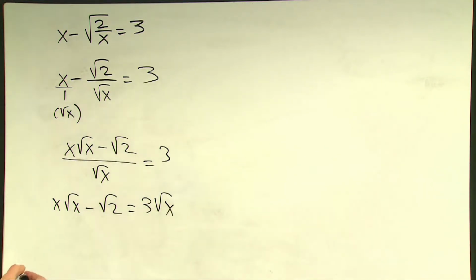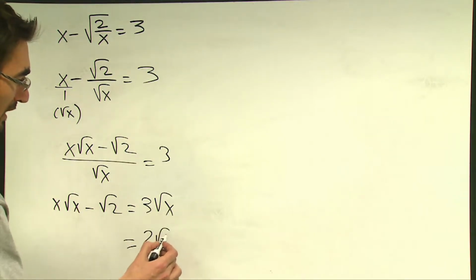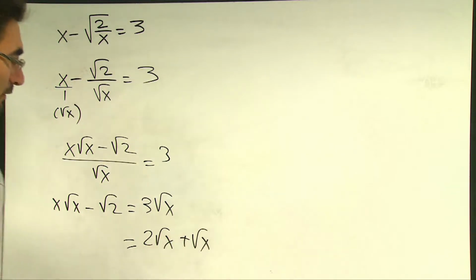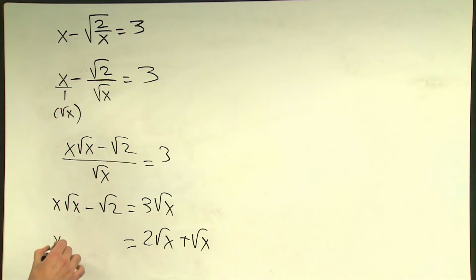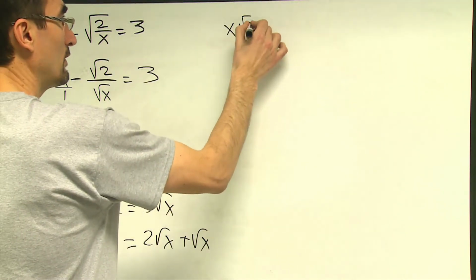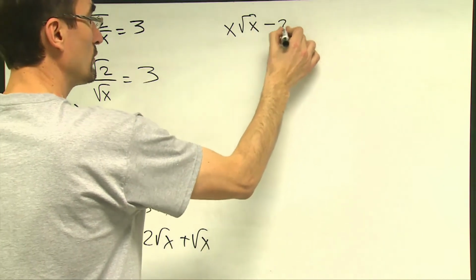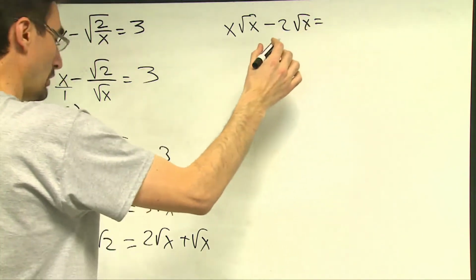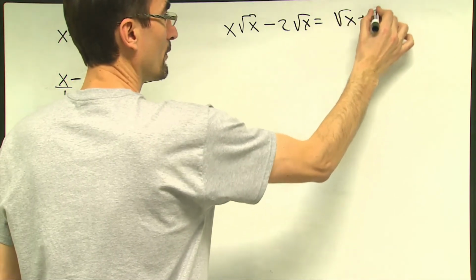Here's the trick. I'm going to rewrite 3 times root x as 2 root x plus root x, which I will need in my next step. The expression equals x root x minus root 2. Now I'm going to move this 2 root x to this side and the negative square root of 2 to the other side. Then it becomes x root x minus 2 root x is equal to root x plus root 2.